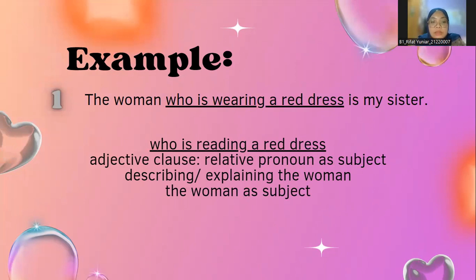The first is: the woman who is wearing a red dress is my sister. The adjective clause is who is wearing a red dress. Who is wearing a red dress is an adjective clause and from relative pronoun as subject. And the sentence is describing or explaining the woman, and the woman is the subject.